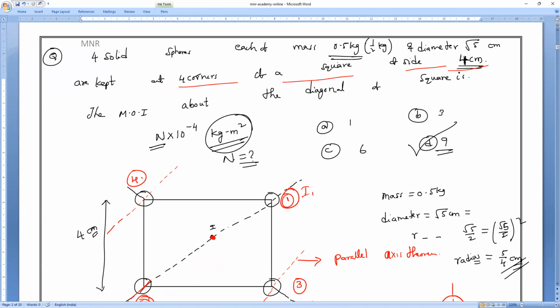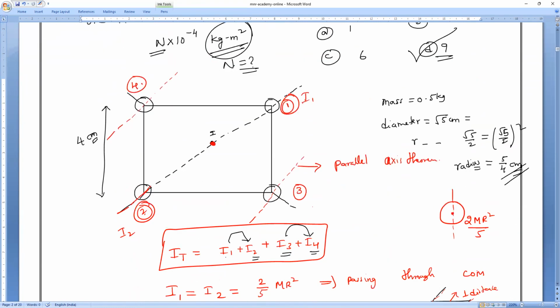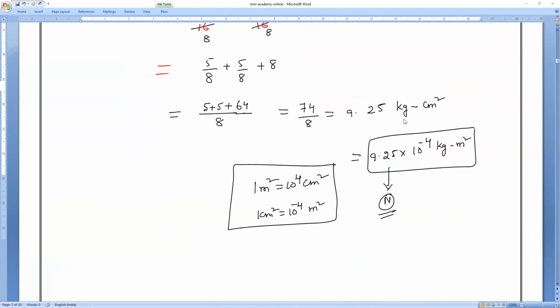What is the moment of inertia about the diagonal of a square? You can take any diagonal and you have to solve it. So n is equal to 9. Are you solving? Yes, sir. So remember this, 1 meter, 1 square meter.